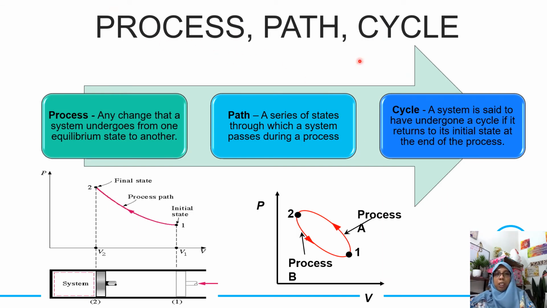The next one is the process, path and cycle. So process is any change that a system undergoes from one equilibrium state to another. Okay, tadi kita tahu what is the equilibrium, what is state. So bila dia berubah daripada satu ke dua, itu adalah proses. Path tu adalah perjalanan, a series of states through which a system passes during a process. So this is the path. Daripada initial state jadi kepada final state, ini adalah proses path.